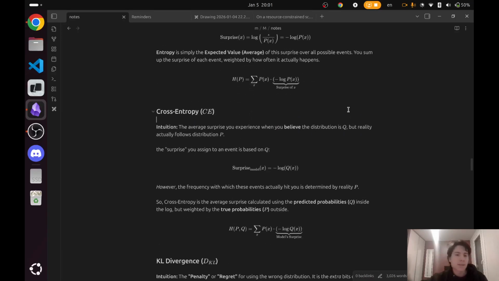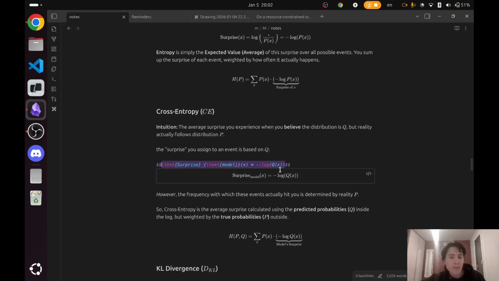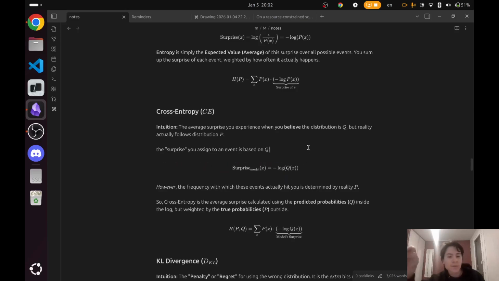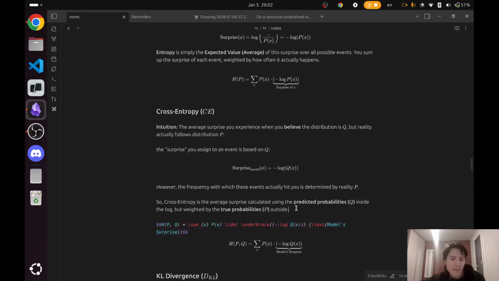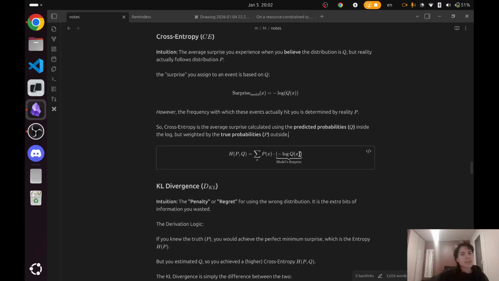And then we have the concept of cross entropy, which in essence compares the case where you believe the distribution is Q, but reality actually follows the distribution P. So the surprise when you assign the probability distribution Q, we know the formula, and the average value when the true distribution is P is going to be this. And it's pretty intuitive, right?